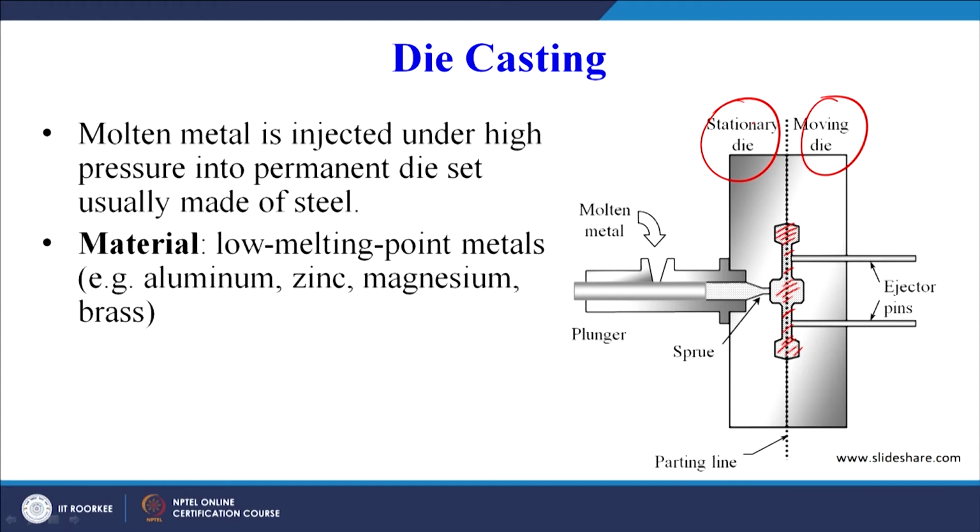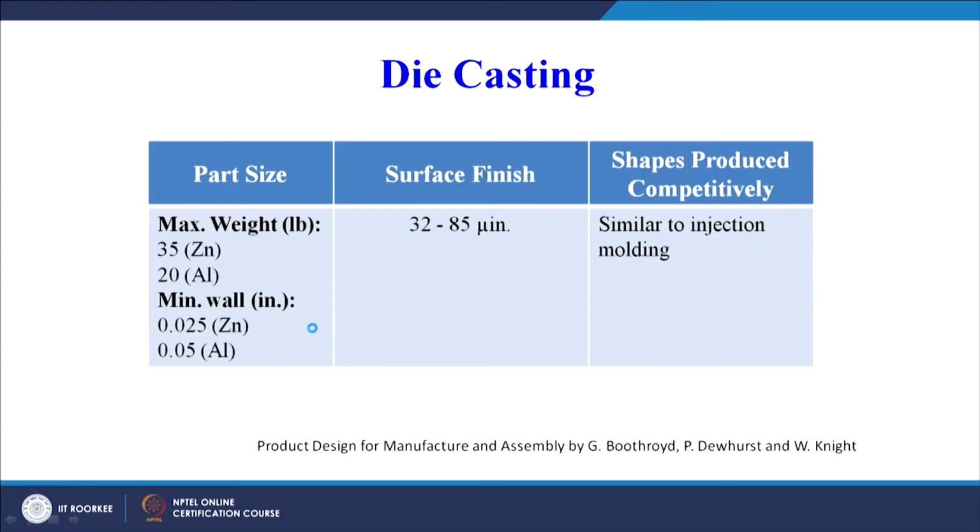So, the molten metal is injected under high pressure into the permanent die set, usually made of steel. Material can be low melting point metals like aluminum. We have already seen this in one of the previous sessions. Now, let us see what die casting is.